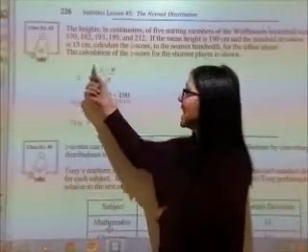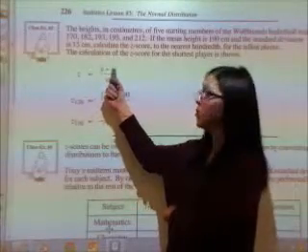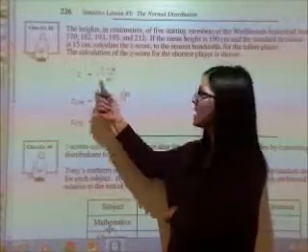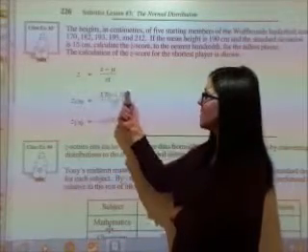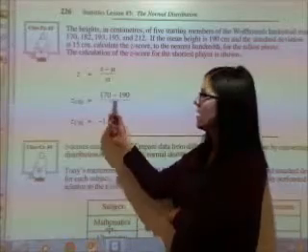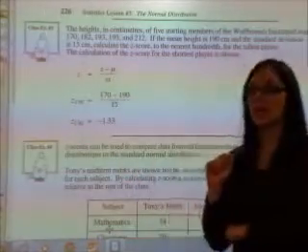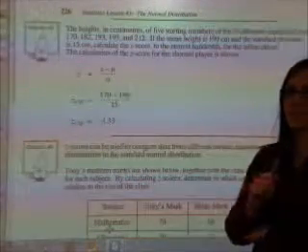193, 195, and 210. If the mean height is 190 and the standard deviation is 15, calculate the z-score for the tallest player. The calculation for the z-score for the shortest player is shown. So x refers to the data value that you're given. Mu is the average of the data set, and then sigma is the standard deviation of the data set. So 170 minus 190, which is -20, divided by 15 gives me -1.33 to the nearest 100th.